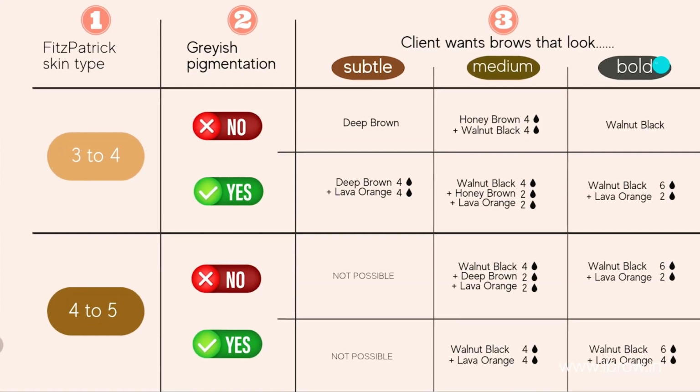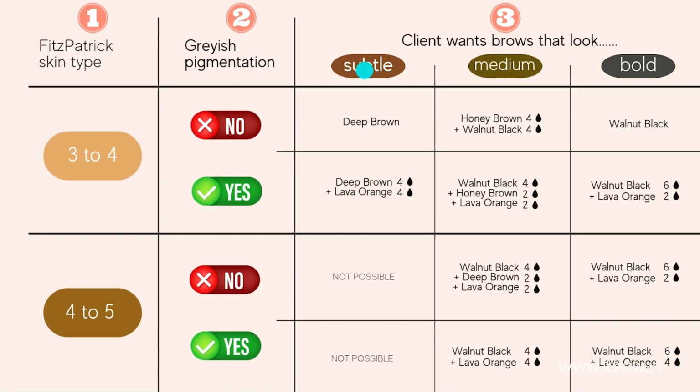So there is no point in using any sort of color mix because it will just disappear. A darker skin type already is dark brown in color, and a subtle brow is also brown in color, and it will just merge together and won't really give you any result. So for a darker skin type, you have to select either a medium brow or a bold brow.